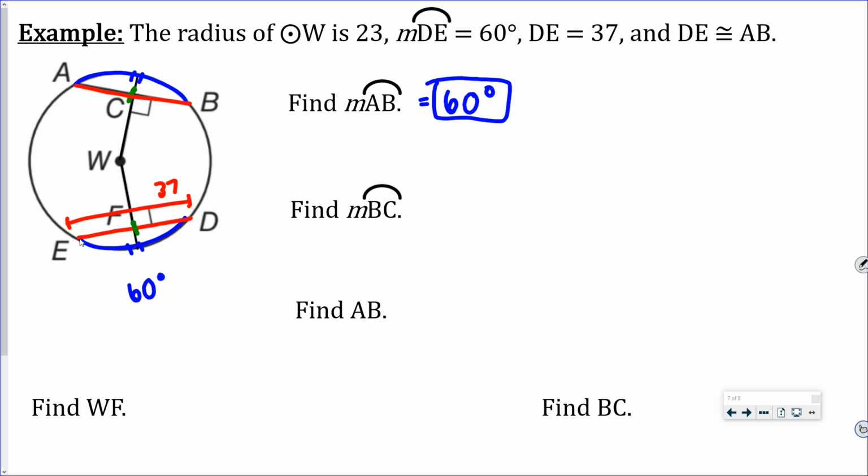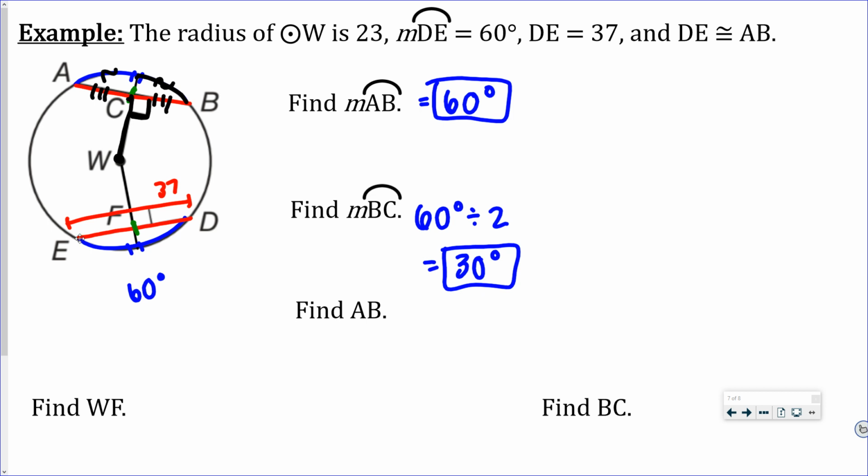Okay. Now it wants us to find the measure of arc BC, just this piece. This is where this little perpendicular marking is going to come into play. Now they're showing us a radius is perpendicular to this chord, which means it bisects the chord and it bisects the arc. So if that entire arc we just found is 60, BC is going to be half of that, 30.